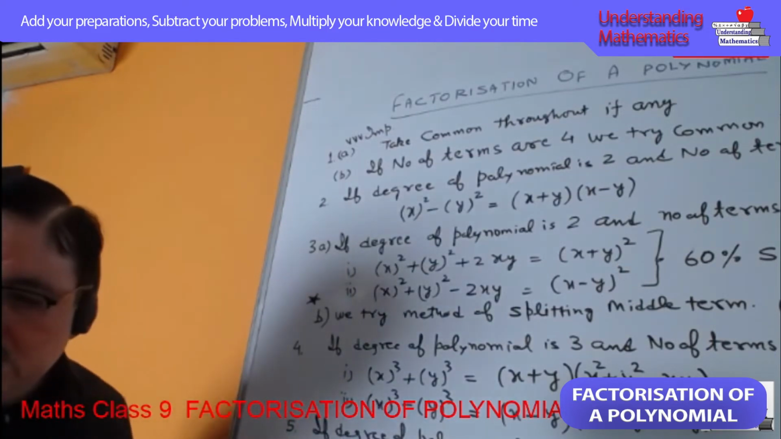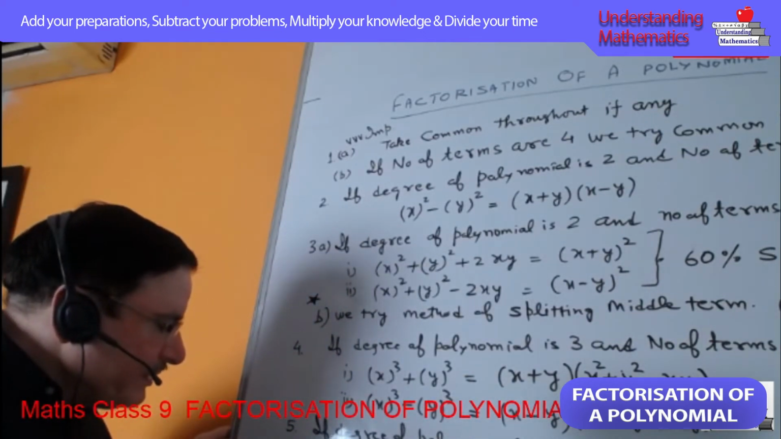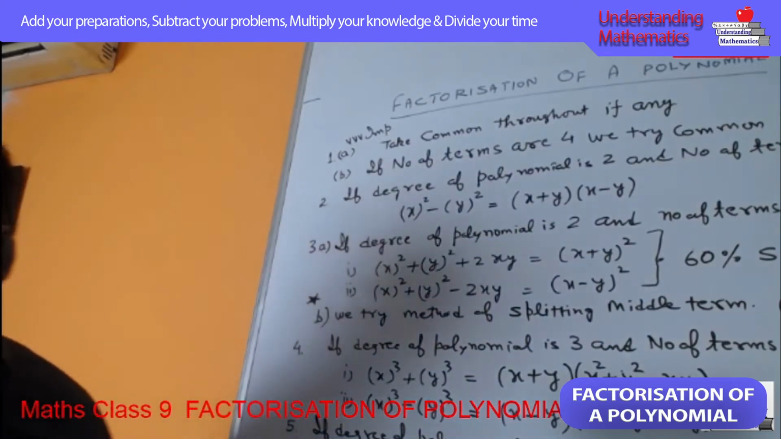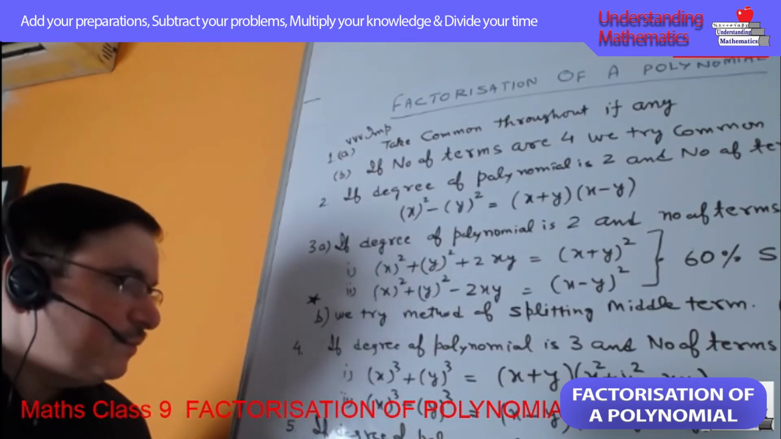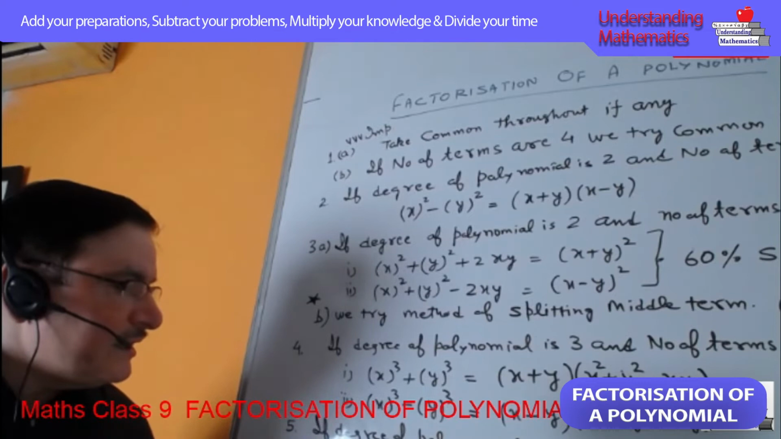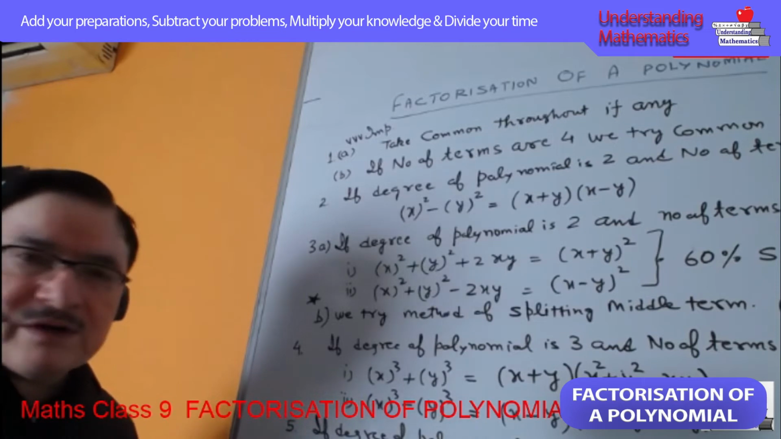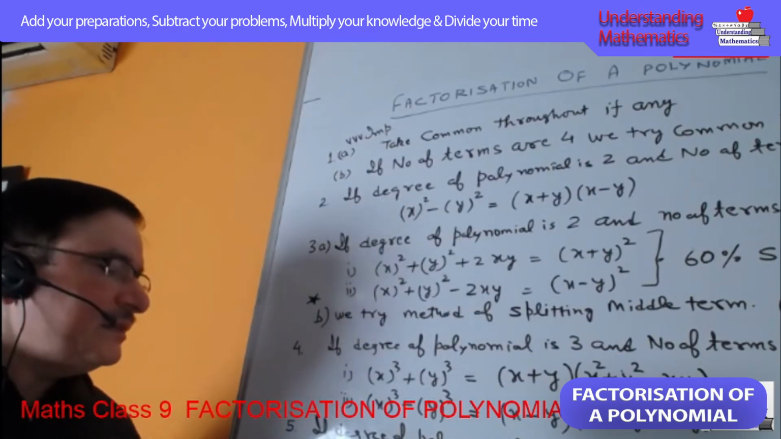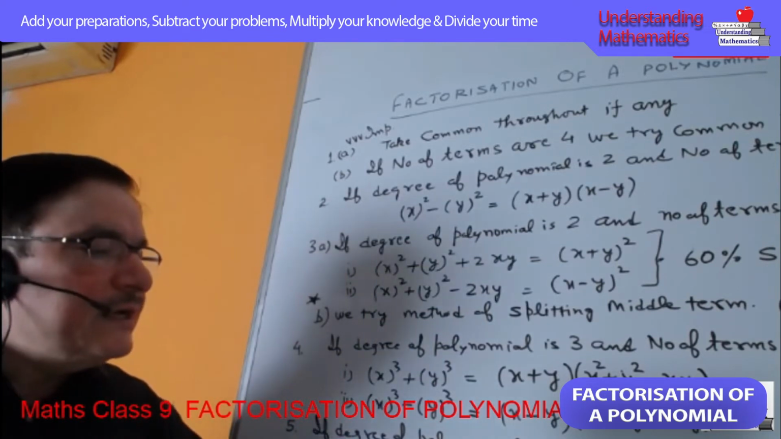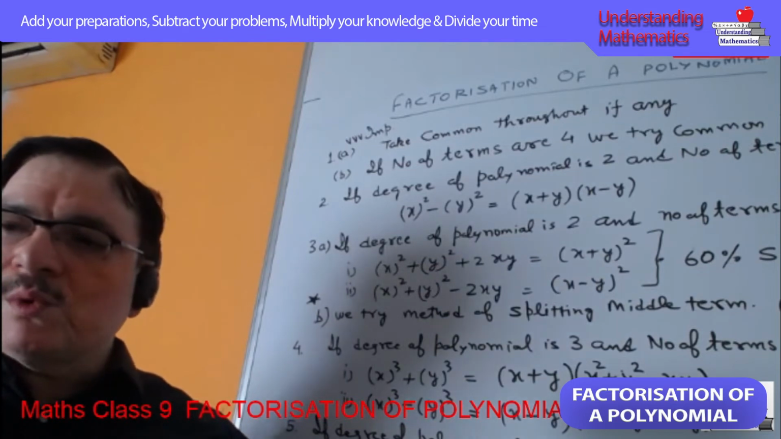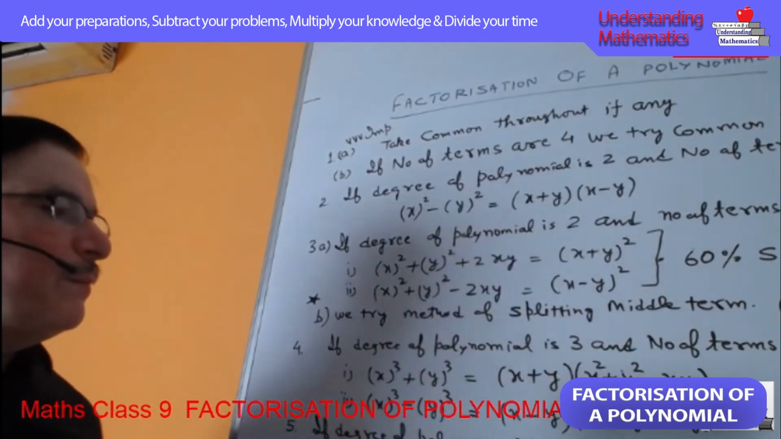I would like to mention that identity 3 is a little different from the first 2. The only difference is that in the first 2 identities there are 2 terms which are perfect cubes, but in identity number 3 there are 3 terms which are perfect cubes: first cube, second cube, third cube. In the first 2 identities there were only 2 cube terms, the first term and the last term. There was no perfect cube otherwise. But in this identity there are 3 perfect cubes and another term, negative 3xyz. The answer for that is x plus y plus z into x square plus y square plus z square minus xy minus yz minus zx.